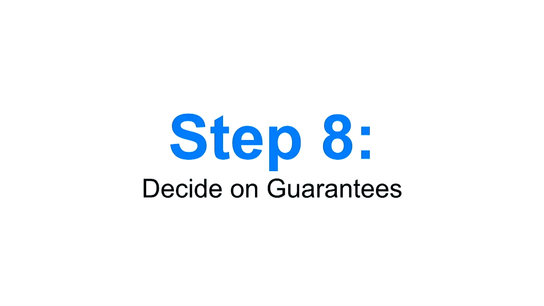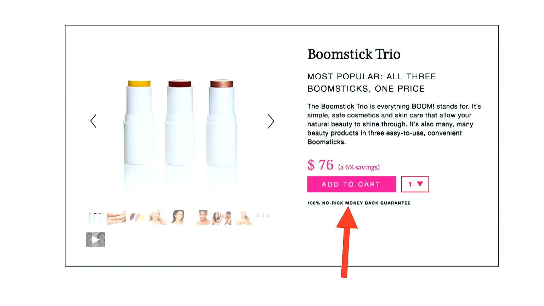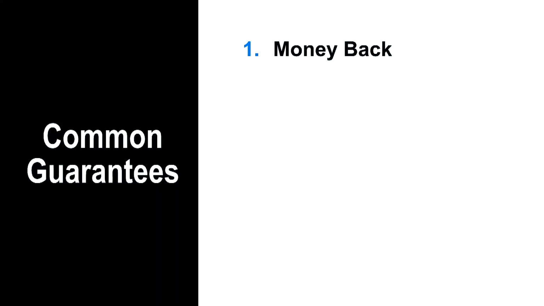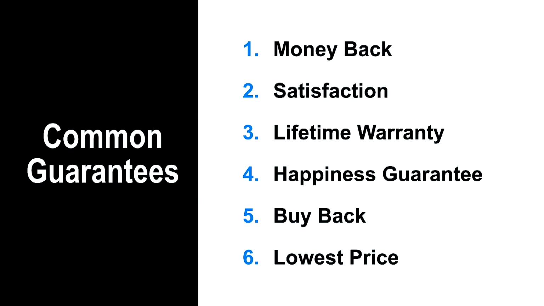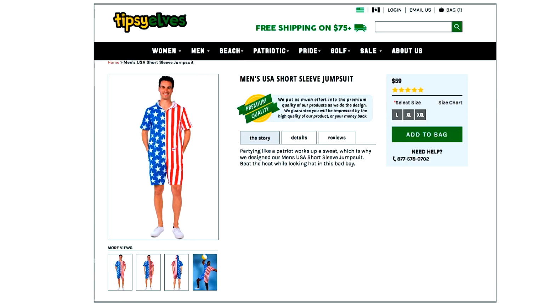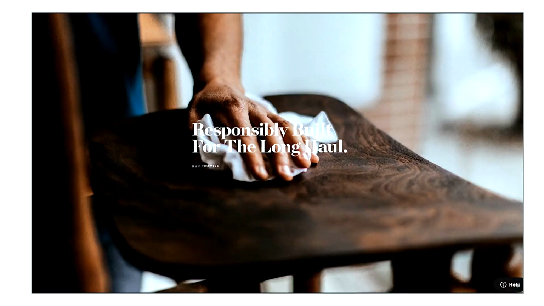Next thing is the guarantee. I'm a big fan, as I mentioned, of using the guarantee right under the call to action button. But just to show you, some common guarantees are money back, satisfaction, lifetime warranty, happiness guarantee, a buyback guarantee, the lowest price guarantee. These folks are using a unique premium quality guarantee. These folks are using a longevity guarantee, right? Built for the long haul.